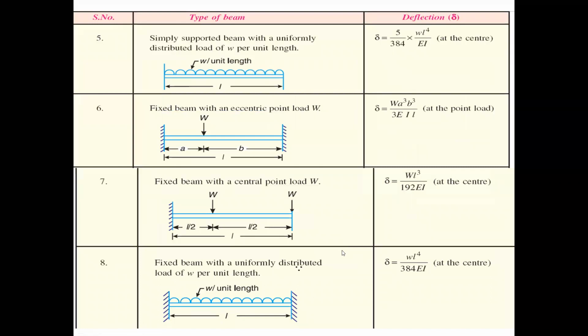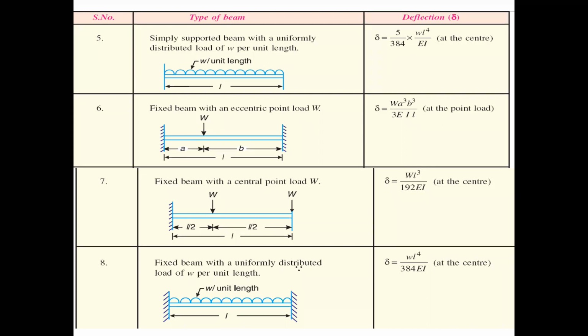And the fifth one, simply supported beam again, but varying the type of load, that is a UDL load acting. Then the deflection value is delta equals 5 by 384 WL power 4 by EI. And now the sixth one, a fixed beam carrying a point load.